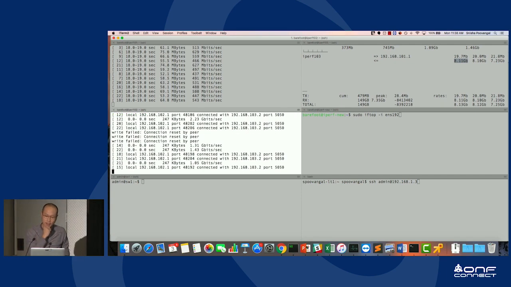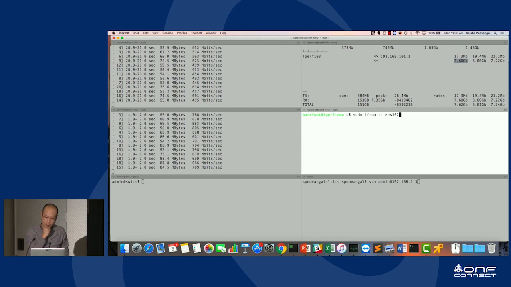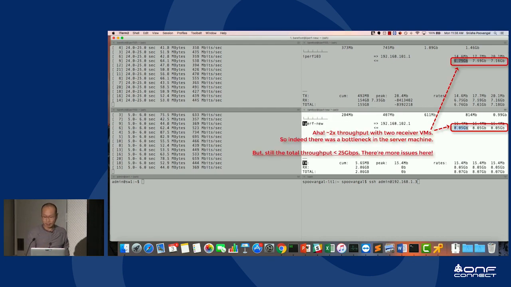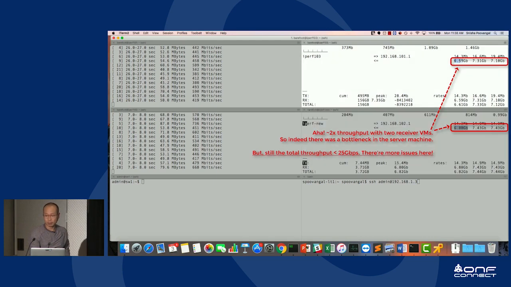And then I started that. And then if you look at the achieved throughput, now I achieve more, okay? So I achieved roughly 2x throughput. And so indeed, there was some bottleneck on the receiver physical machine, especially the hypervisor layer that performs some resource allocation at the VM level. So by adding another receiver VM, I was able to increase the total throughput.